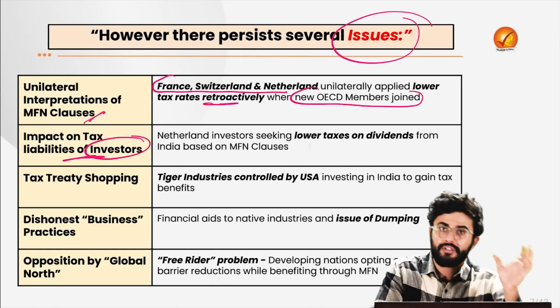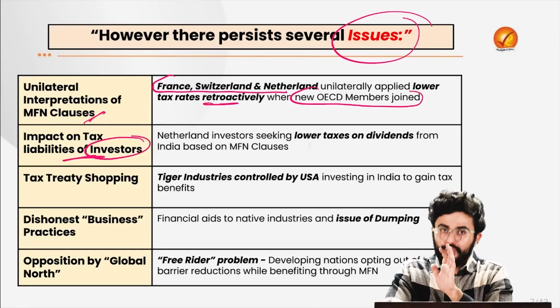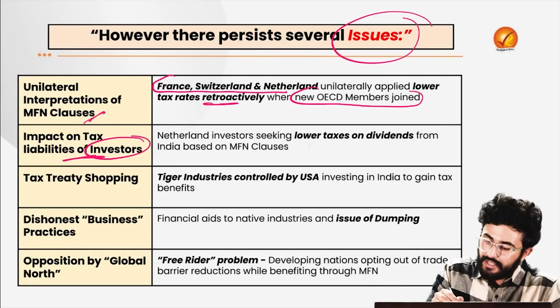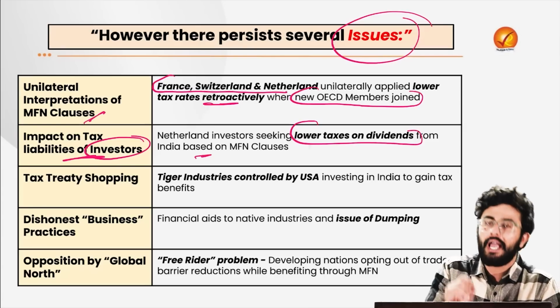Second was the impact on tax liabilities of the investors. Remember this issue very clearly, because this is going to be the backdrop of understanding the India and Switzerland issue which has taken place. So what happened was that the Netherlands investors were seeking lower taxes on the dividends from India based upon the MFN clauses.